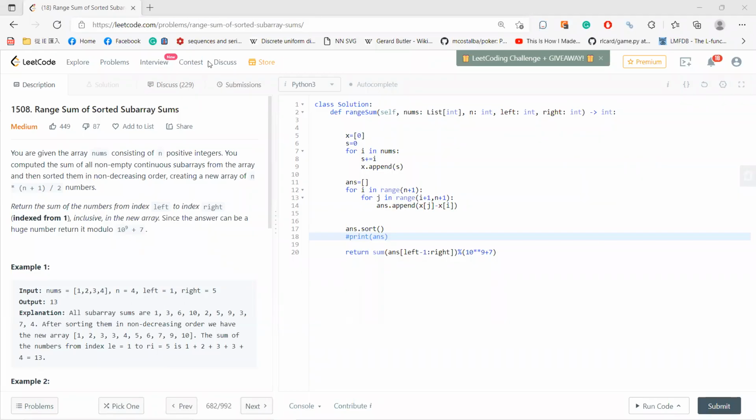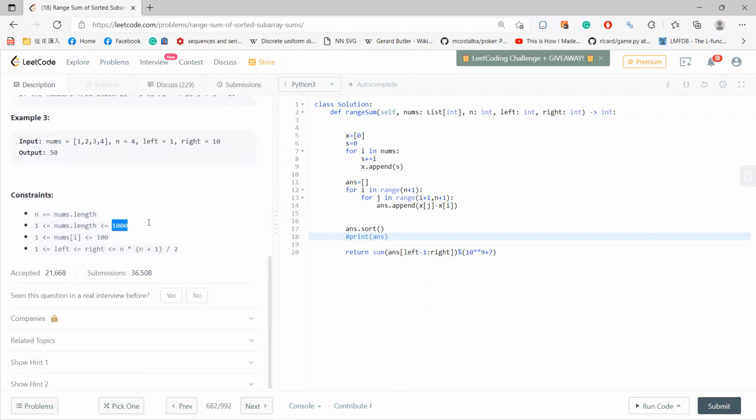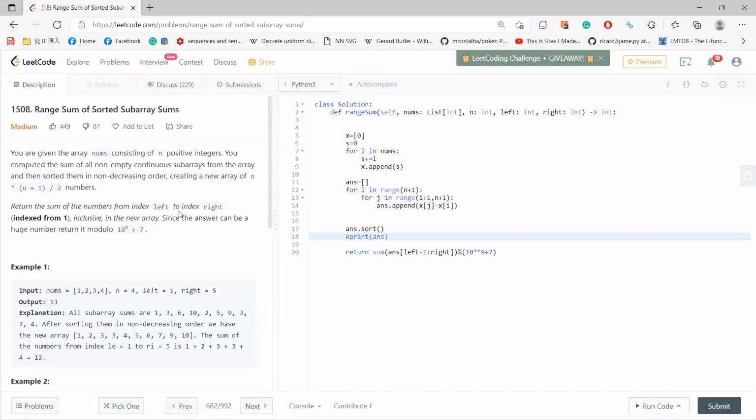Hey, what's up, guys? So let's solve this 1508 range sum for sorted subarray. This problem is simple because it's LeetCode-scale. Okay, so let's do this.